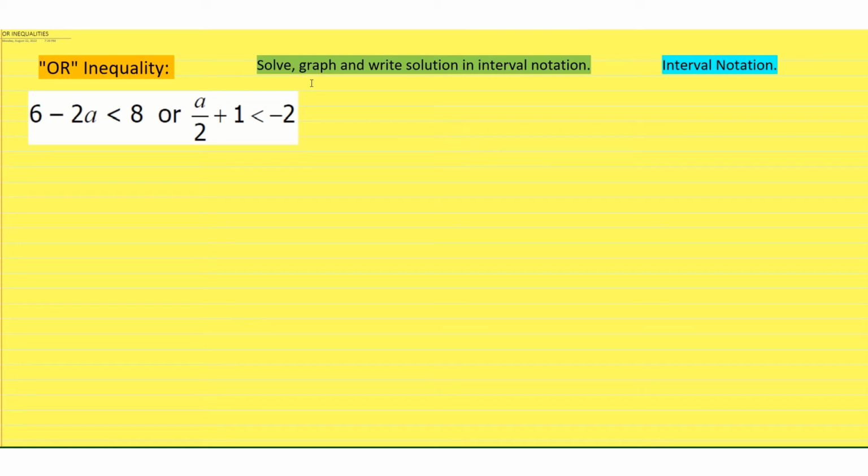This is Charlene. We are going to solve, graph, and write a solution in interval notation for this OR inequality. Well, how do we know that it is an OR inequality? Well, it has the word OR in it. Some of them don't, but this one does, so there's no question. Okay, so we have two inequalities. We have this one or this one, and we are simply going to solve both of those using simple order of operations until we get to the end, and then we will graph them.